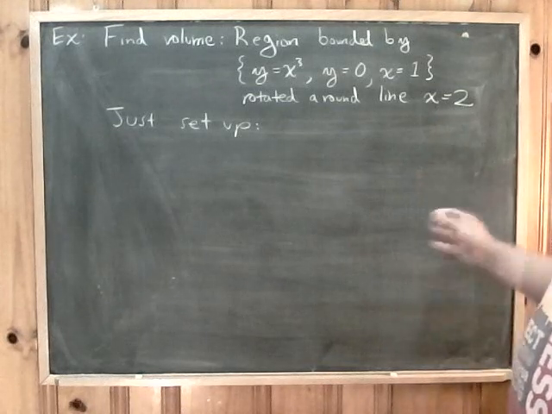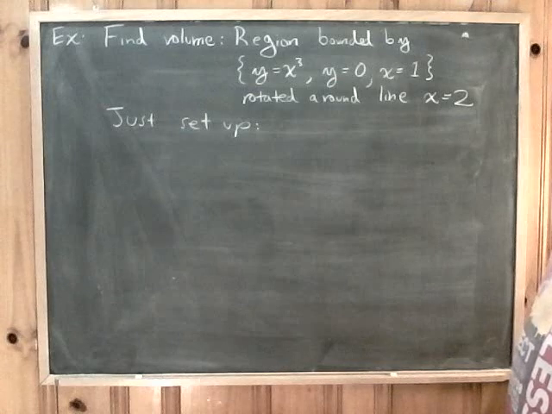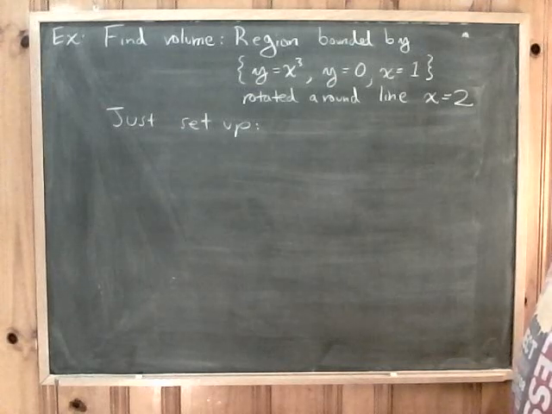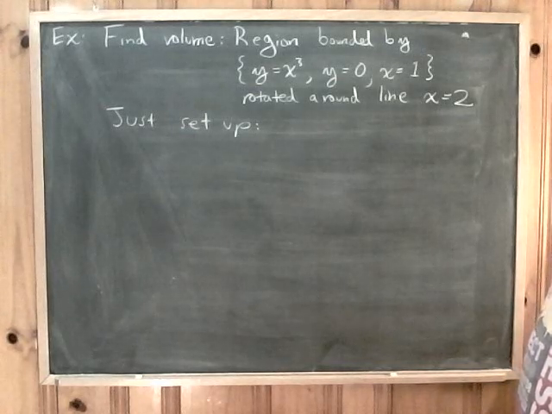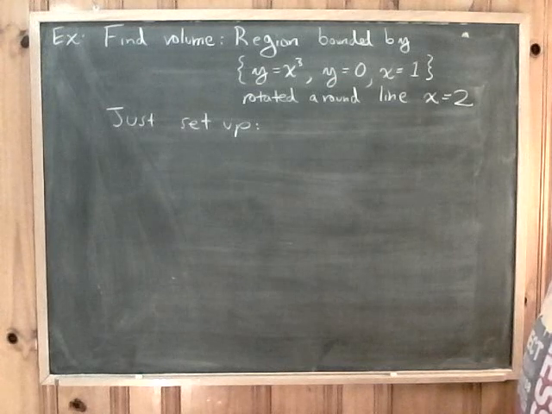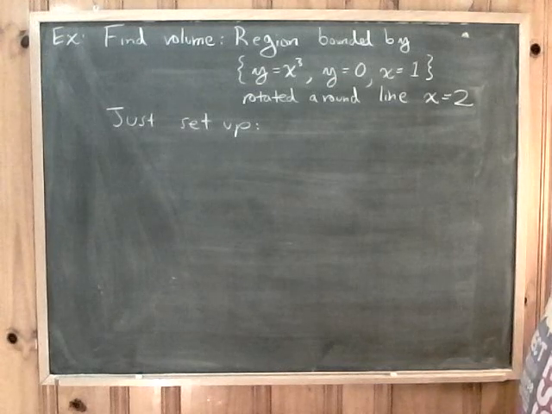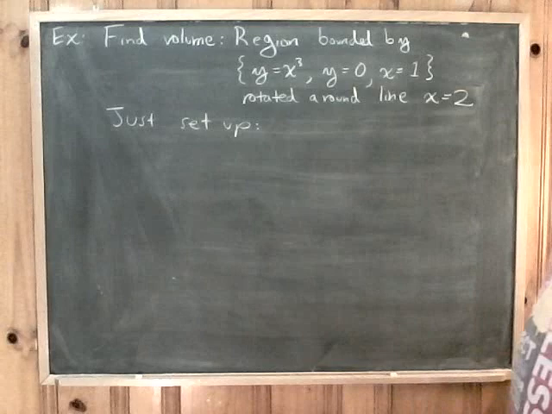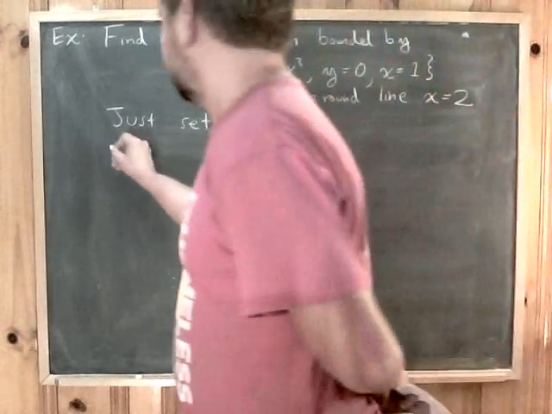So this one says find the volume of the region bounded by y equals x cubed, y equals 0, x equal to 1, and rotated around the line x equal to 2. And we're just going to set it up. So let's get the picture going here.